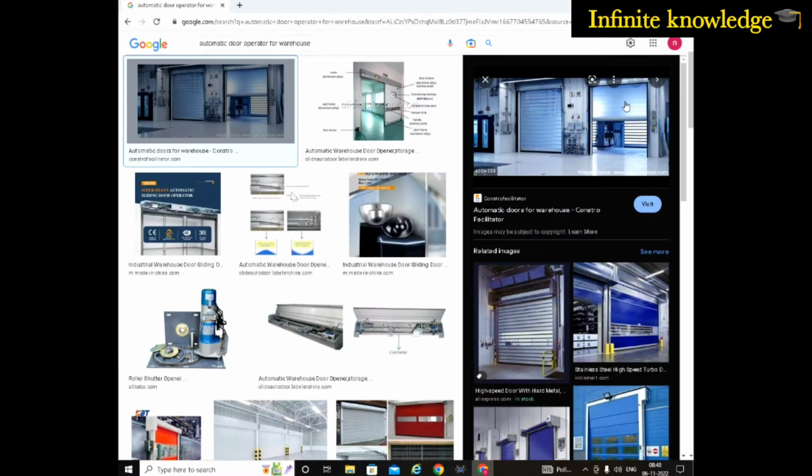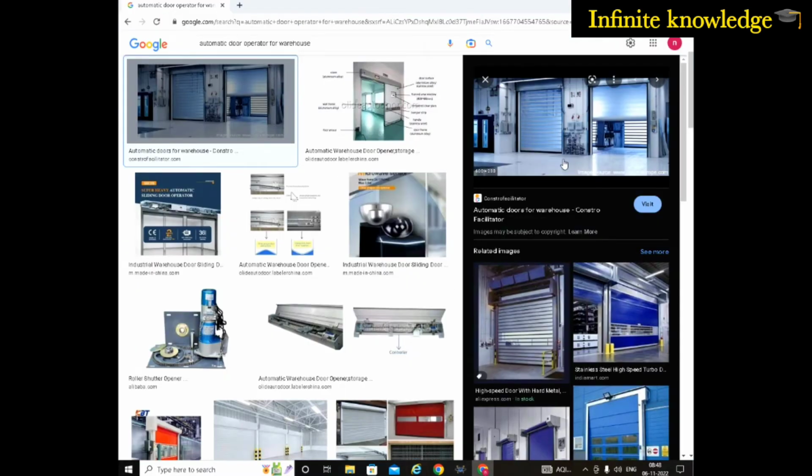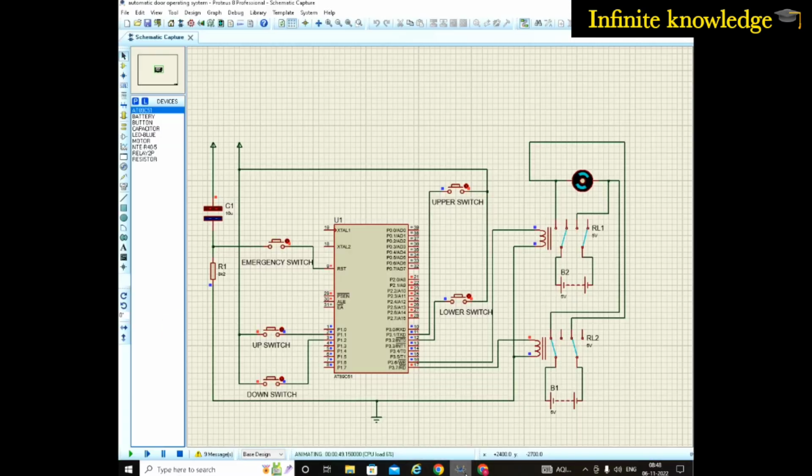Now your door is closing and your shutter is going to the downward side, until it is totally closed. When it is totally closed, the lower limit switch sends a signal to the control panel to switch off the motor. So this is the lower switch, and when it is pressed, your system is off. This is how the actual system works.